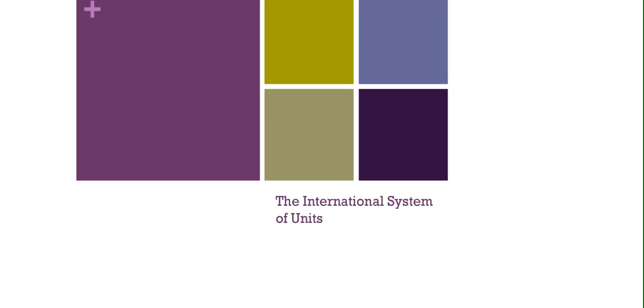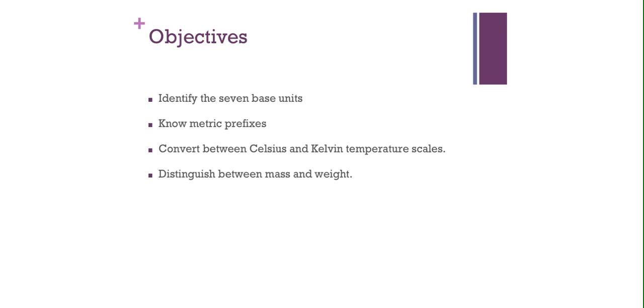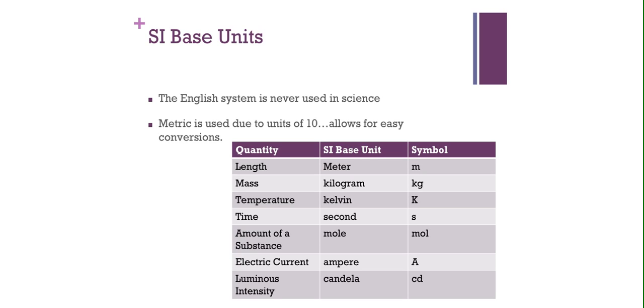So again, this is all on the International System of Units, also known as the SI units. After this video, you should be able to identify the 7 base units, know metric prefixes, convert between Celsius and Kelvin, which actually you're not going to be doing in this video. You'll do that in the next video, converting, and then distinguish between mass and weight. All right, so let's go ahead and jump into it.